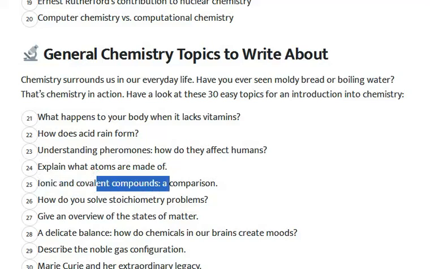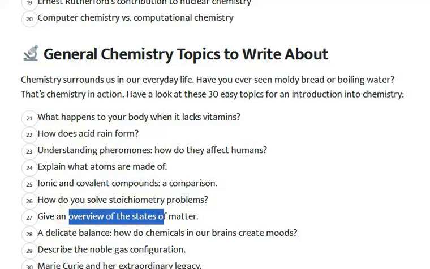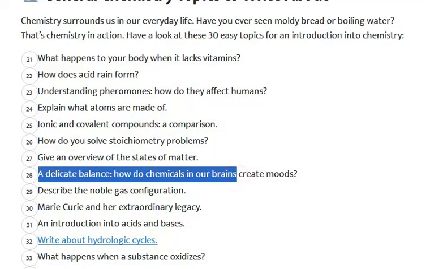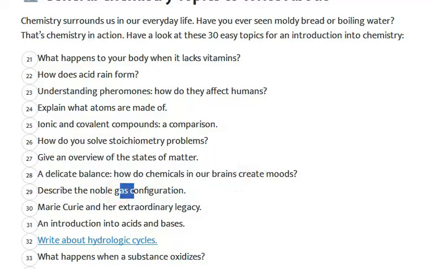How do you solve stoichiometry problems? Give an overview of the states of matter. A delicate balance. How do chemicals in our brains create moods? Describe the noble gas configuration. Marie Curie and her extraordinary legacy.